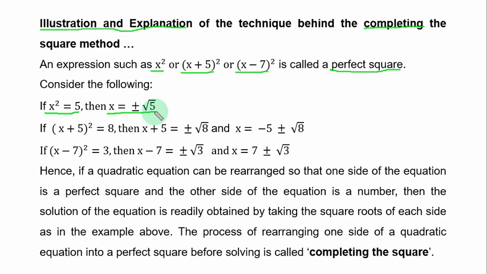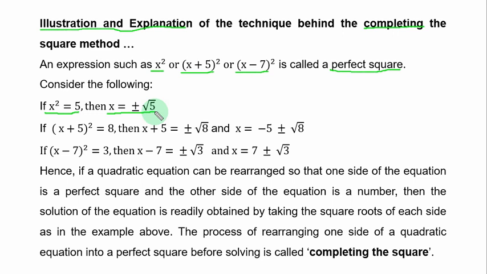Normally we don't attach plus and minus, but you should know that whenever the power is 2, you are expected to have 2 results or 2 roots. That is why in quadratic equations, anytime you take the square root of both sides, you always attach plus or minus to the constant.